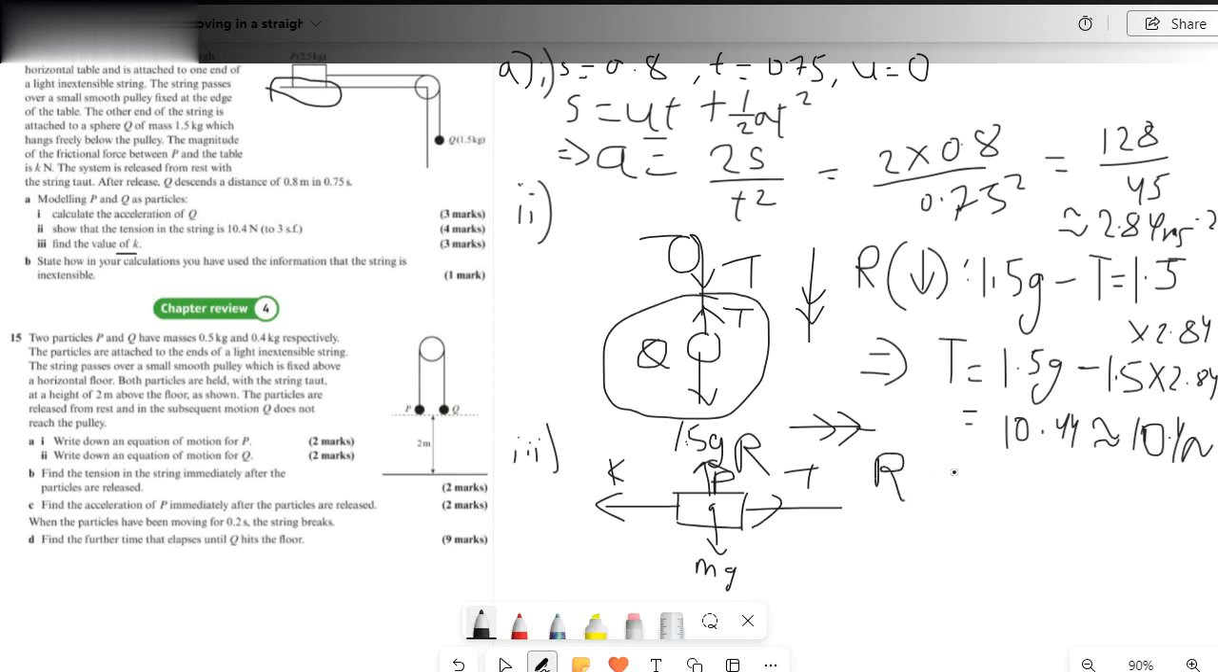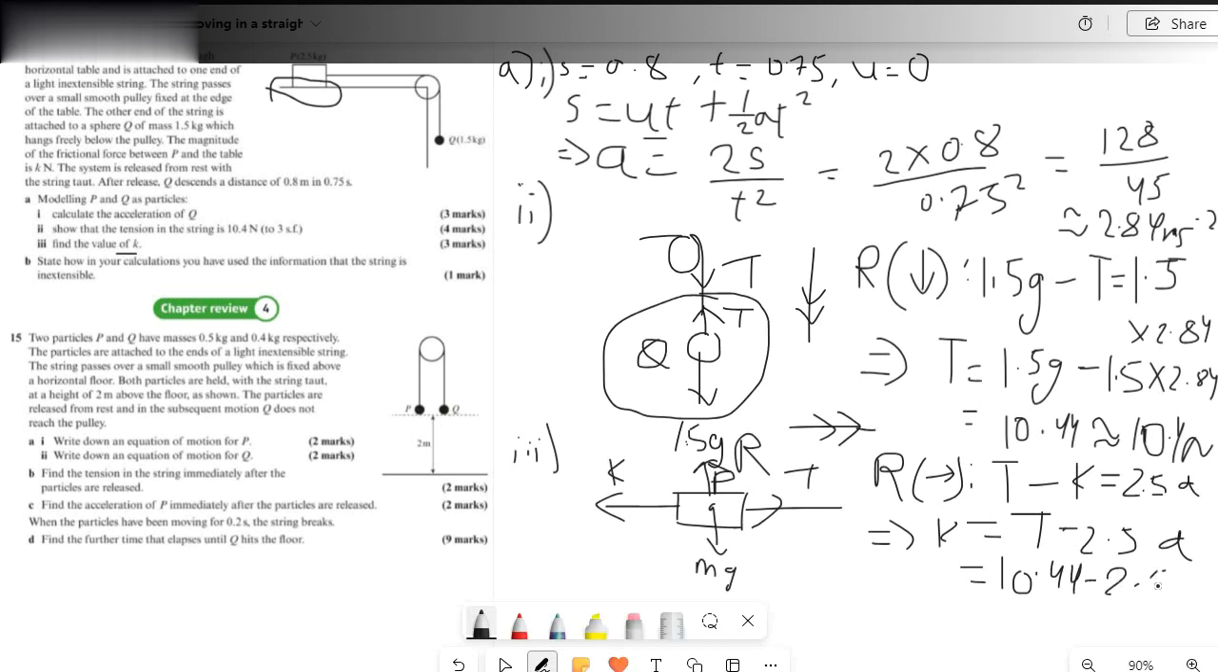So therefore, resolving horizontally to the right, we can say that tension minus k equals ma, which is 2.5 times acceleration. And so rearranging for k, we have T minus 2.5a, and tension was 10.44 minus 2.5 multiplied by acceleration, which is 2.84, and so the value of k is approximately 3.34 newtons.